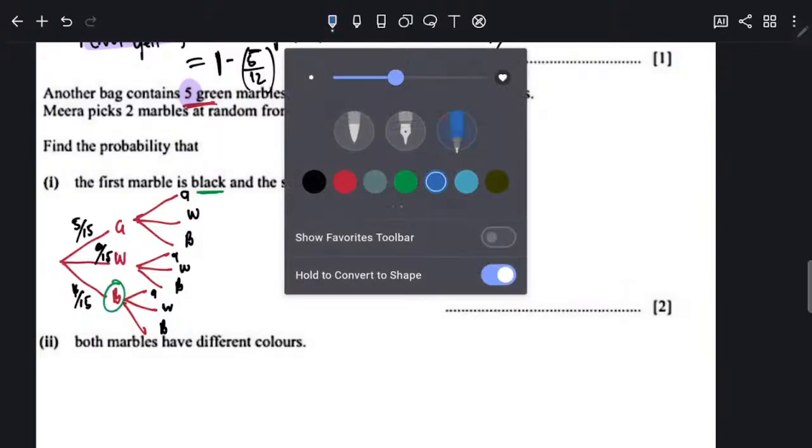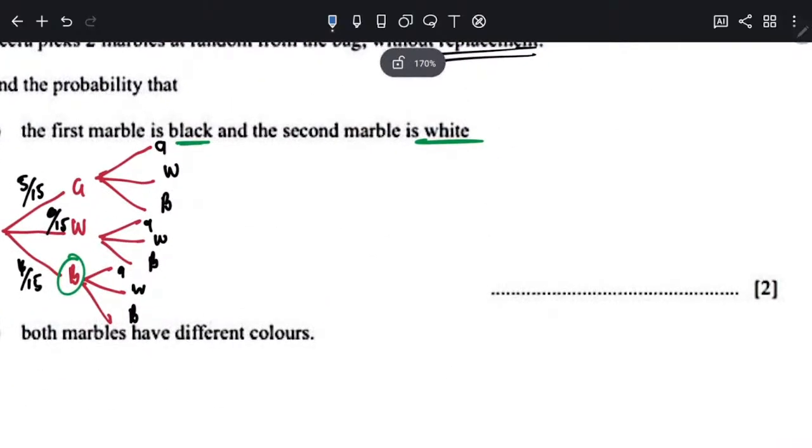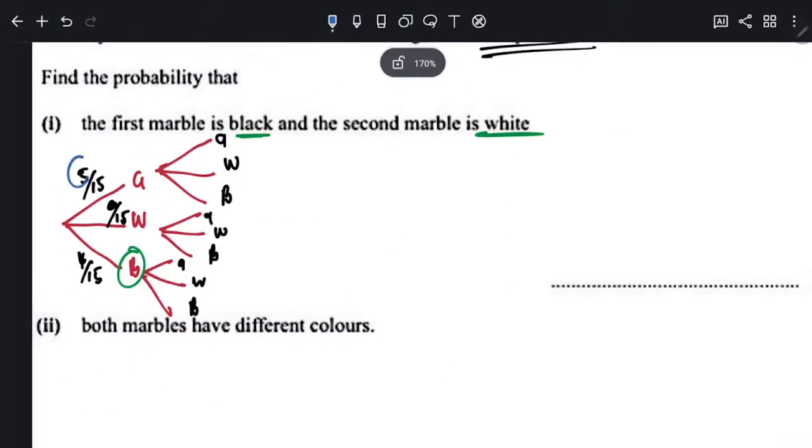Then what will happen on the second? If we go black, then on the second, the green was 5 here. Its number doesn't change, but the total is now 14. The white was not changed. The number is still 6, but it is now 14. For black, you have taken one, it was 4 over 15. Now you remain with 3 over 14.